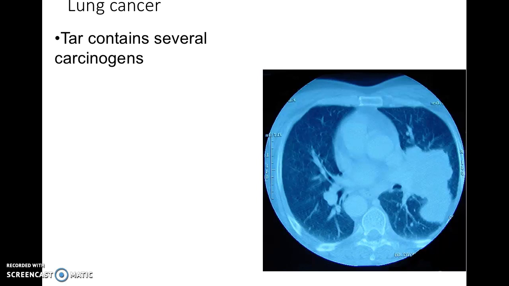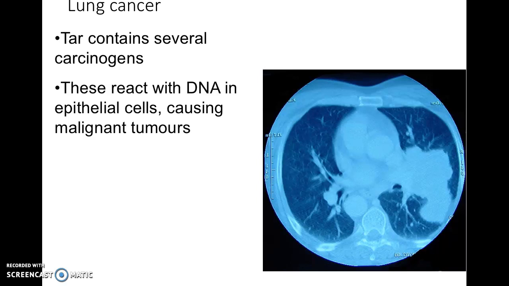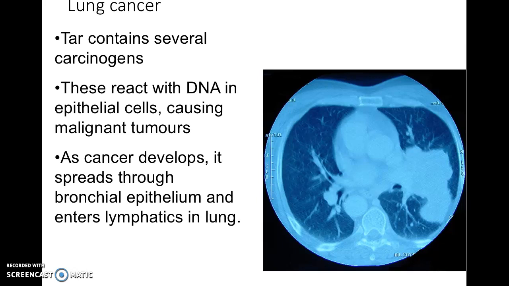Maybe. Nope. Tar is going to contain several carcinogens. These are actually going to react with DNA. So if you recall, a couple months back, we talked about DNA and carcinogens and mutations that can occur with it. This is one of the ways. The DNA that's going to be mutated is the one in the epithelial cells, which is going to cause malignant tumors. As the cancer develops, it is going to spread throughout the bronchial epithelium and is going to enter the lymphatics in the lung.